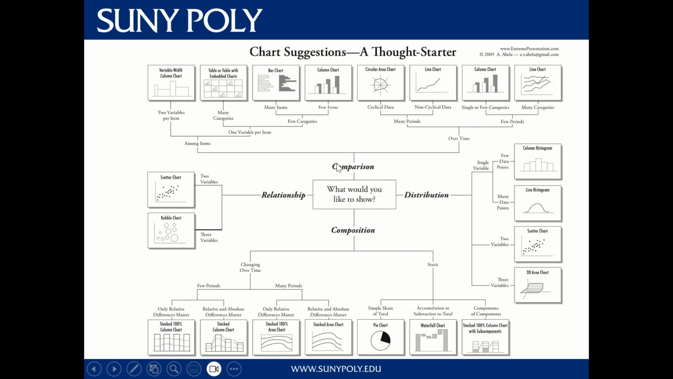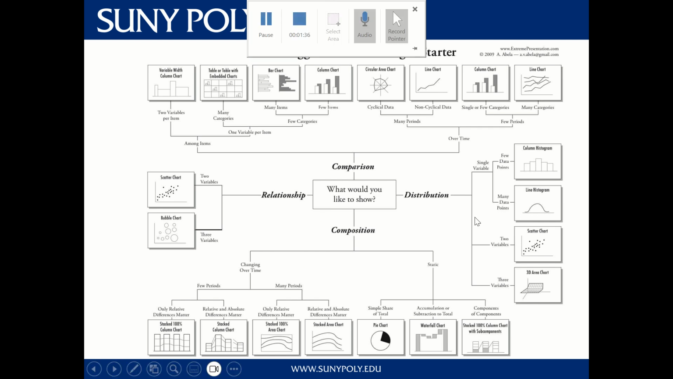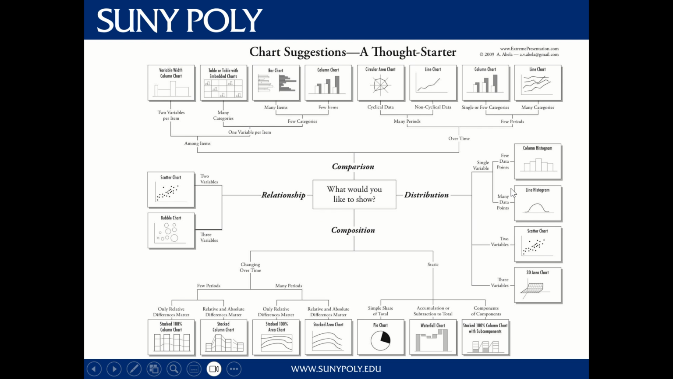Okay, so the first question is, what would you like to show? So here we have 4 options. You want to check distribution of your data, comparison, relationships, or composition. If you want to analyze distribution, then the suggested alternatives here are histograms and density plots. In that way, you can identify the shape of the distribution of your data.